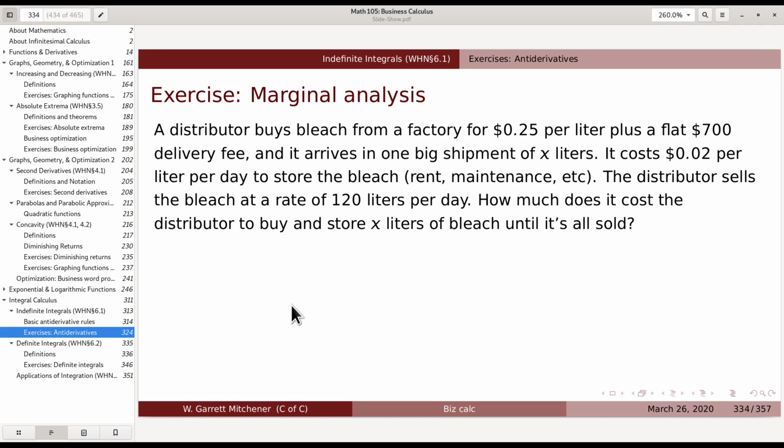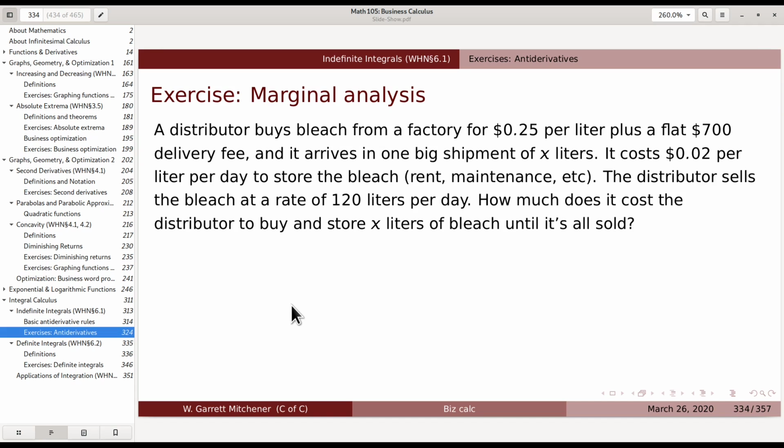A distributor buys bleach from a factory for 25 cents per liter plus a flat $700 delivery fee, and it arrives in one big shipment of X liters. It costs 2 cents per liter per day to store the bleach. That's rent and maintenance and so on. The distributor then sells the bleach at a rate of 120 liters per day. How much does it cost the distributor to buy and store X liters of bleach until it's all sold?